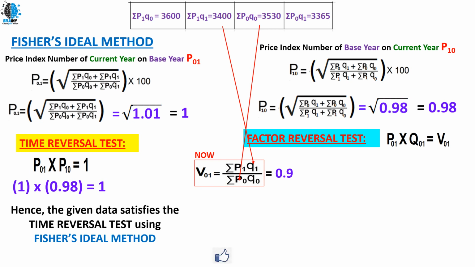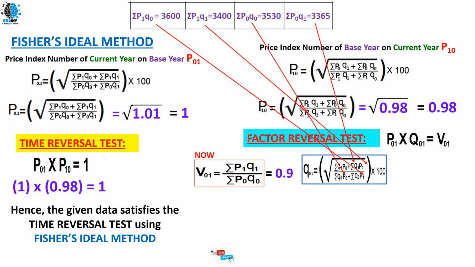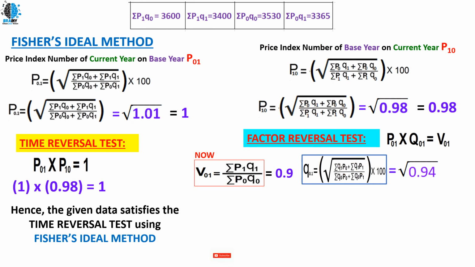I'm getting here 0.9. Next, P01 into Q01, I'm going to substitute these values. After substituting the P01 and Q01 values, I'm getting the same V01 here. So after this, I came to know that the given data is satisfying the factor reversal test, hence the given data satisfy the factor reversal test using Fisher's ideal index number.